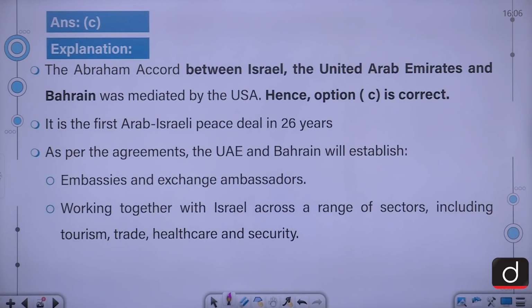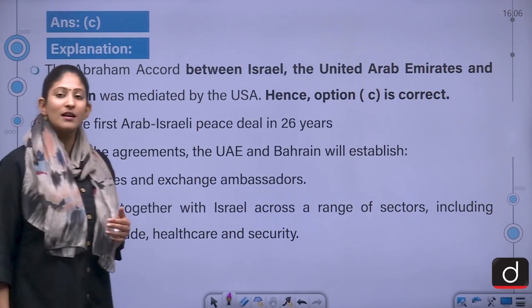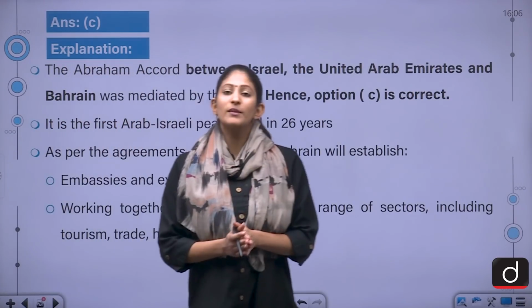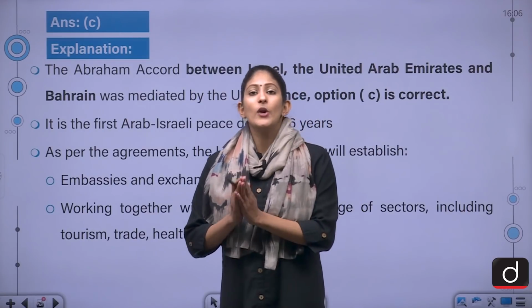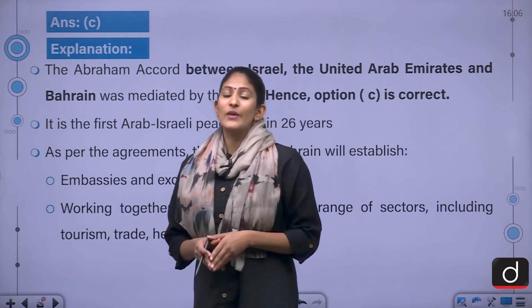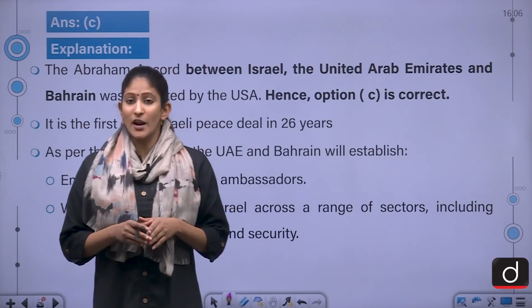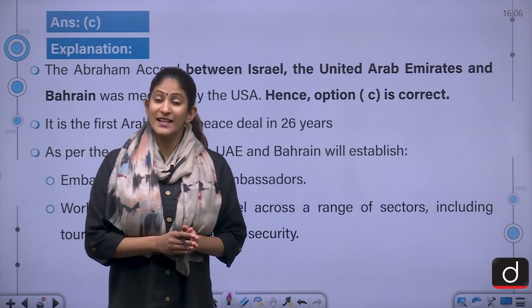So, the Abraham Accords between Israel and the United Arab Emirates and Bahrain was mediated by the USA. Now, this question has been asked in light of Kosovo establishing diplomatic relationship with Israel. According to Kosovo, Israel is the 117th country to recognize its existence.